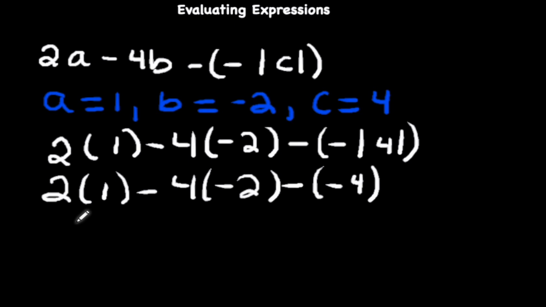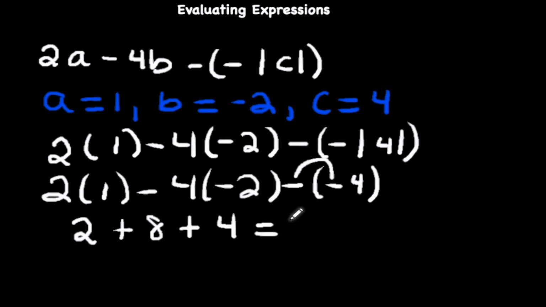All right, so now 2 times 1 is 2. A negative number times another negative number is positive. So positive 8, because negative 4 times negative 2 is positive 8. And a negative of a negative is a positive, so that's positive 4. And 2 plus 8 is equal to 10, plus 4 is equal to 14.